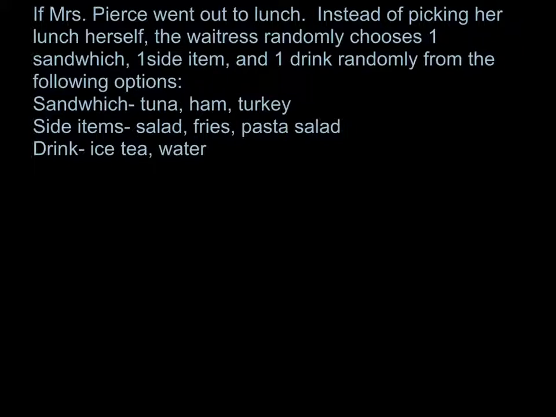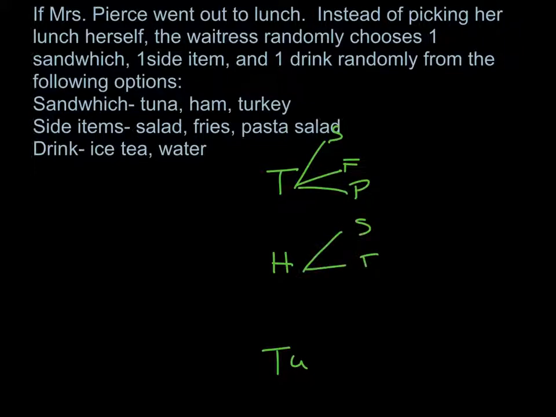All right, so doing this by hand, let me make this a little bit smaller. I've got tuna, ham, and turkey. I'm going to try to spread this out as best as possible because that's the key: making sure you're neat, making sure you spread it out. Then we've got salad, fries, pasta salad, for each sandwich. Notice how I am lining these up in a row so that it's just neater.